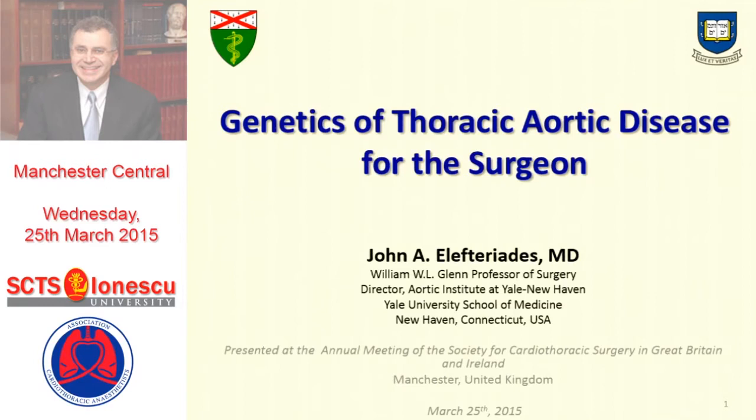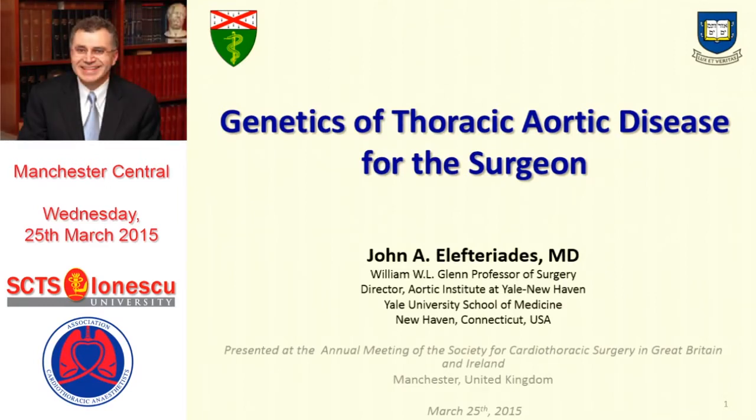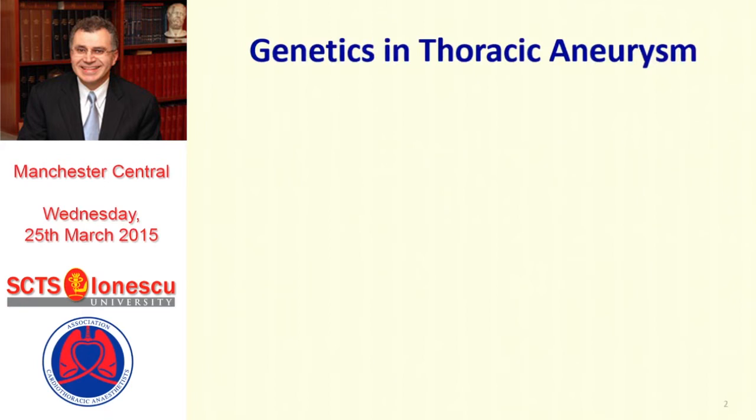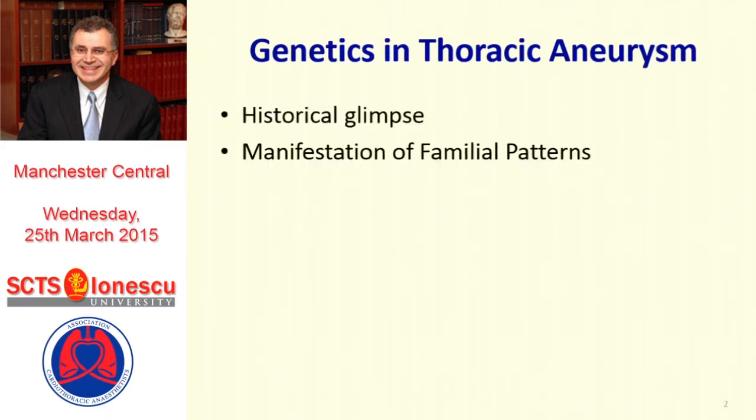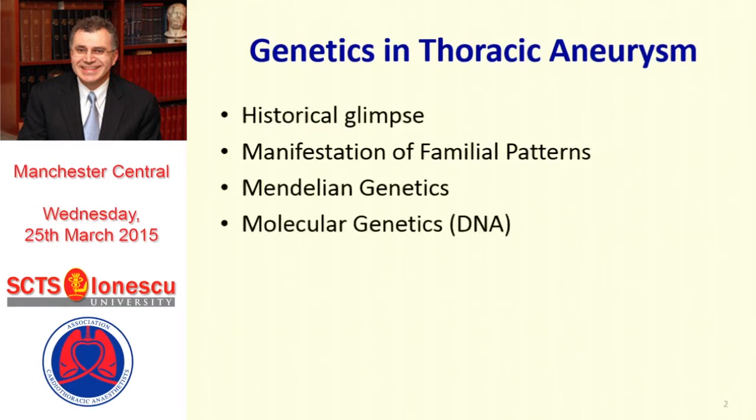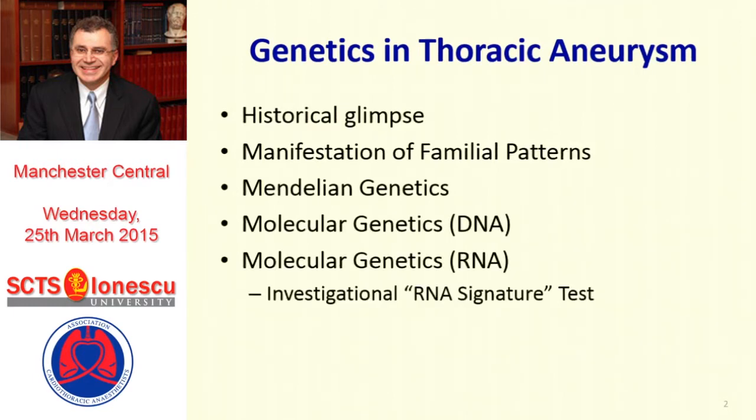I'm embarrassed saying anything about genetics with Diana Milewicz here, but maybe I can dumb it down for the rest of us, Diana. I'll try to take a common sense look at the genetics of thoracic aortic aneurysm. I'll take a historical glimpse, talk a little bit about how the patterns of family inheritance became manifest, a little bit about the Mendelian genetics, a little bit about the molecular genetics and this RNA signature test that we have, and then a few words about whole exome sequencing.